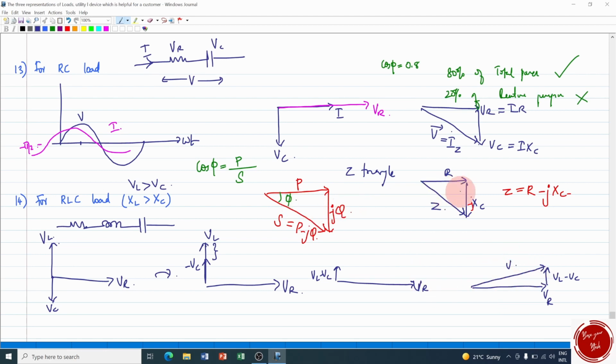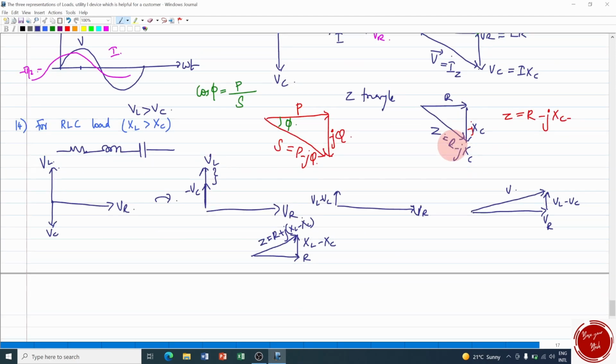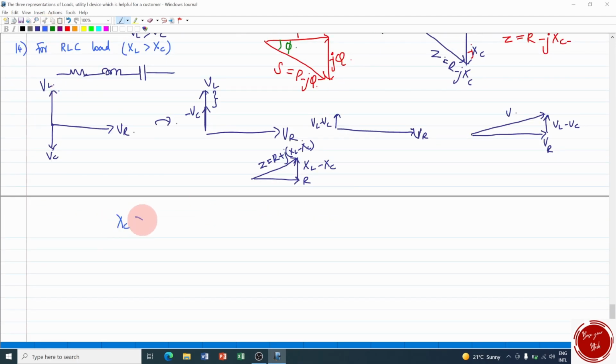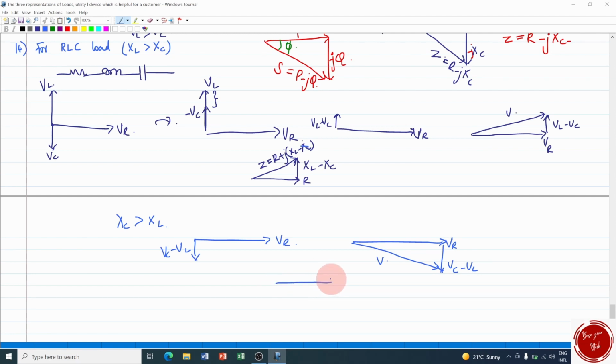Similarly, you can have the impedance triangle also, that is, this is your R and, instead of VL minus VC, it will be XL minus XC, and this is your impedance Z, which is R plus J times XL minus XC. Here also it is just like Z is equal to R minus JXC. And again, if XC is greater than XL, then this will be completely upside down. That is, this will be your VR and this will be your VC minus VL, and the net voltage here will be your V, and the impedance triangle will then be R, XC minus XL and Z.